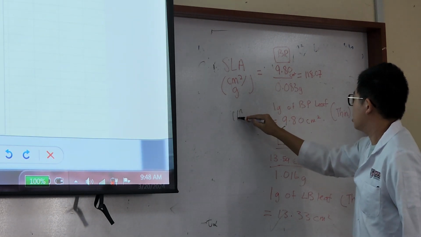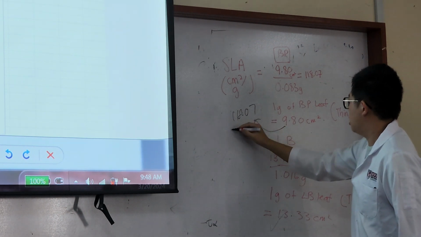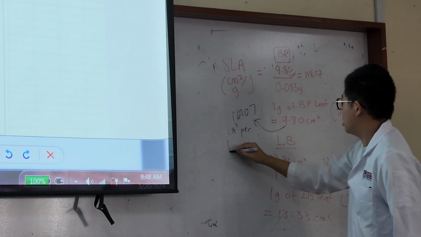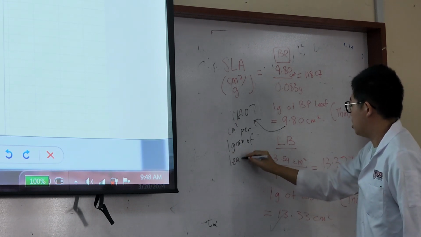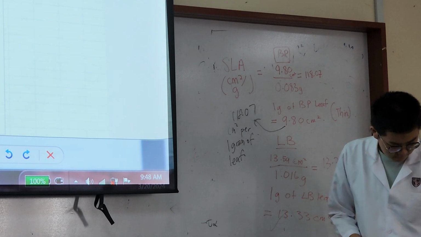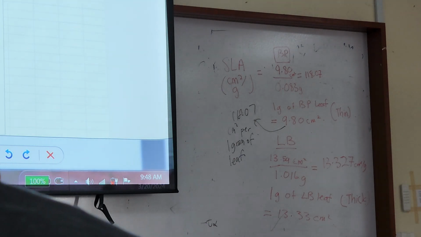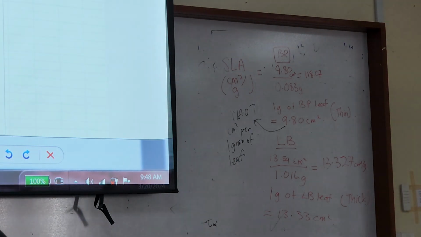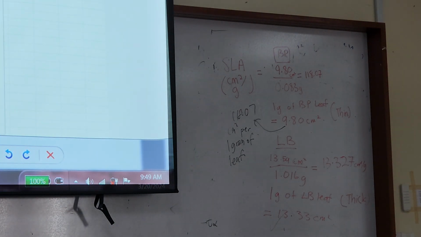That means you understand. Tak tahu. Let's see what happens. So what seems to be the issue? The 118 is the SLA. So for 1 gram of the butterfly pea, it should be 108.707. Okay. So nampaklah ada salah.